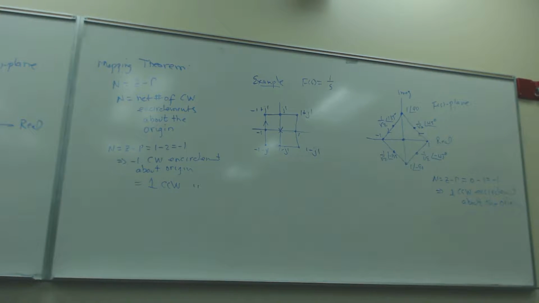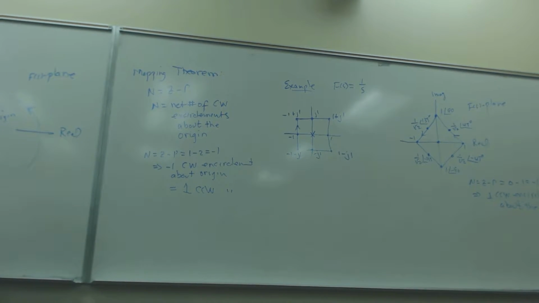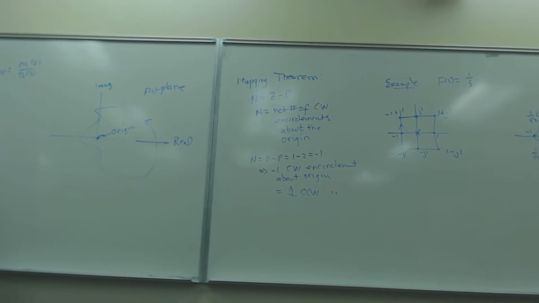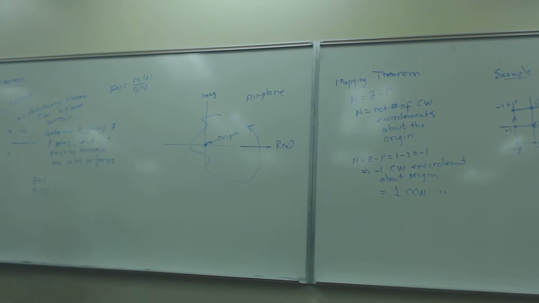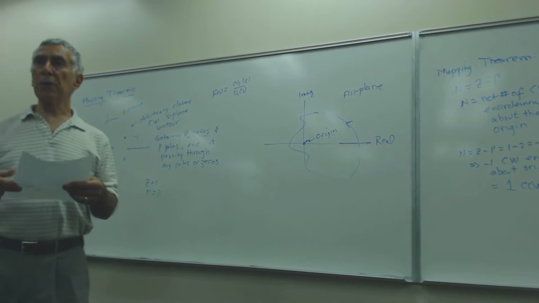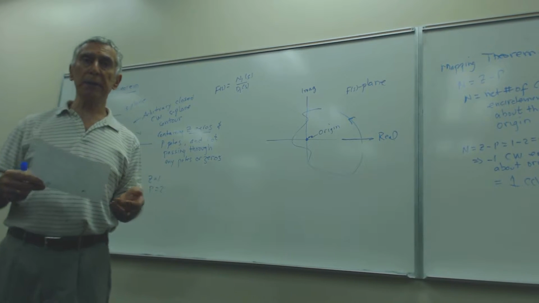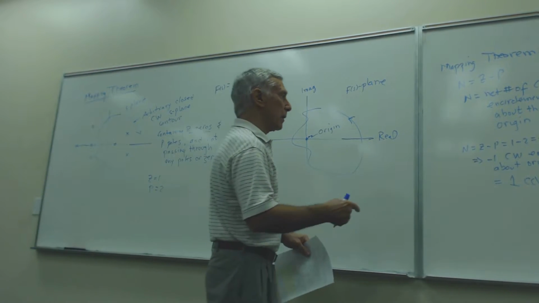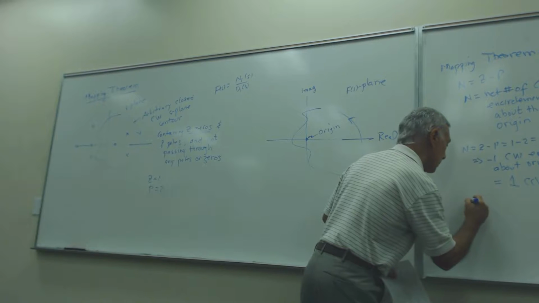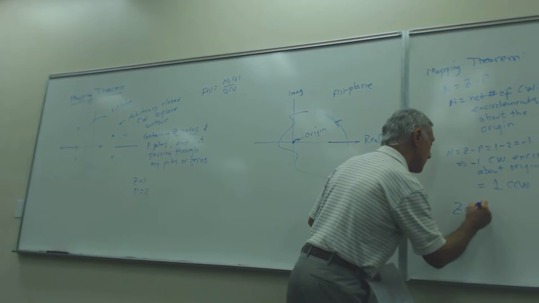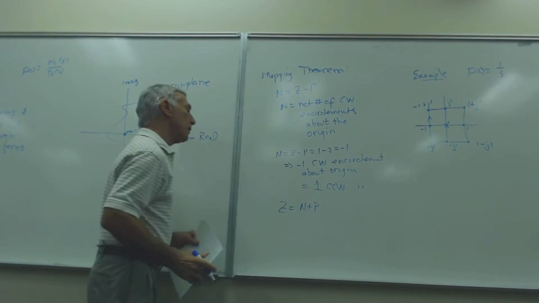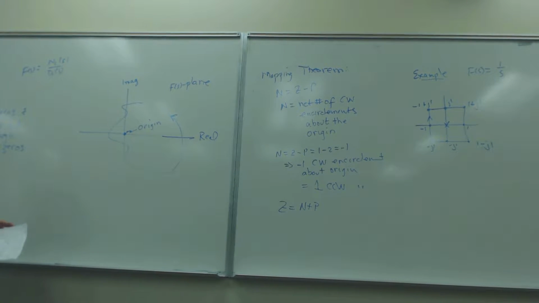So what we want to do then is apply the mapping theorem, which is this n equals z minus p, to the determination of the closed loop stability, and that mapping theorem becomes what's called the Nyquist stability criterion. However, instead of evaluating n, we're going to be evaluating z. Z equals n plus p. Okay, and you'll see why that is true. Let me erase this now.